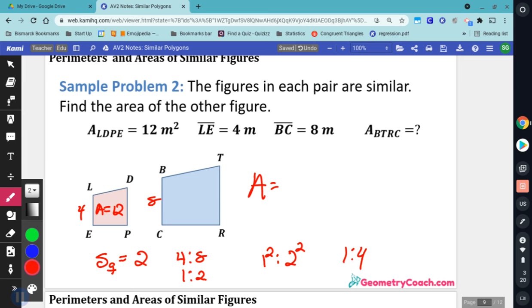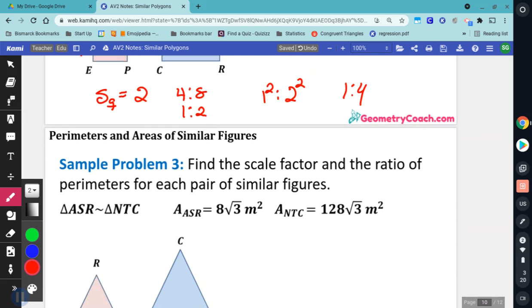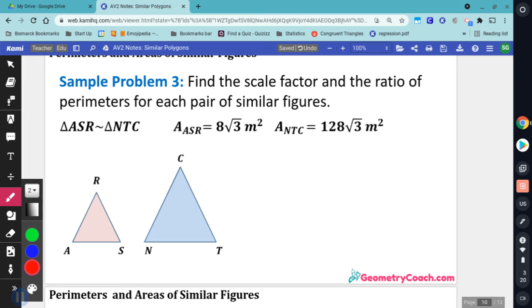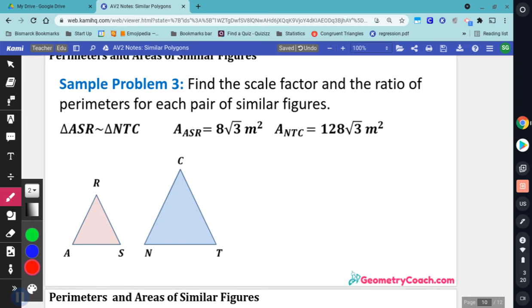So the area for our blue shape is going to be 48 meters squared. Okay, when we're multiplying to get side lengths, we multiply by 2. When we get area, we multiply by 2 squared. And the scale factor and the ratio of the perimeters.